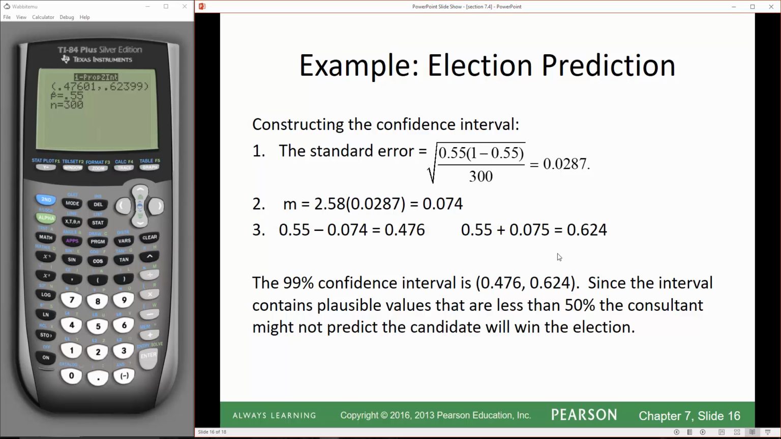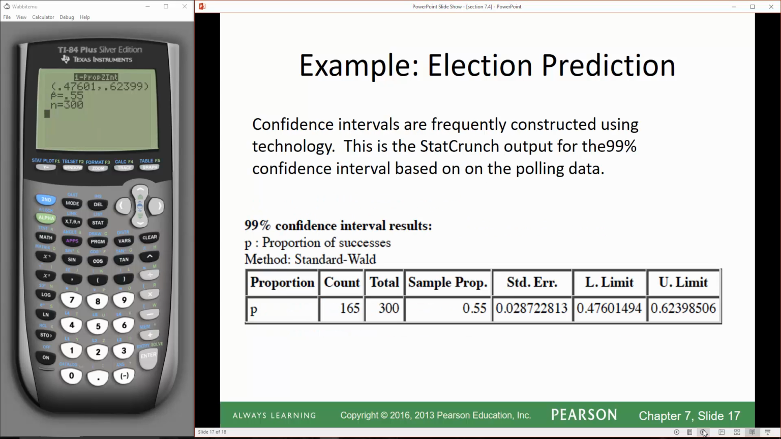So since the interval contains plausible values that are less than 50%, the consultant might not predict the candidate will win the election, right? So what we're saying is my confidence interval does contain values that are less than 50%, right? So in order for someone to win an election, they have to be bigger than 50%. So we can't exactly conclude that, right? So the candidate could lose, right?